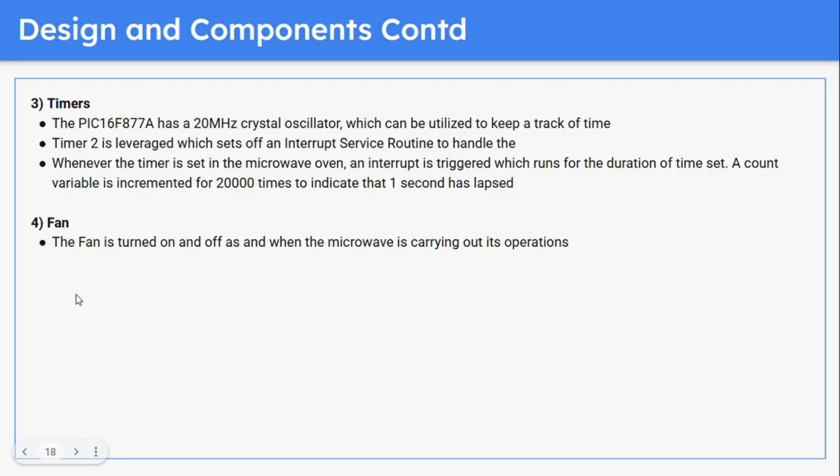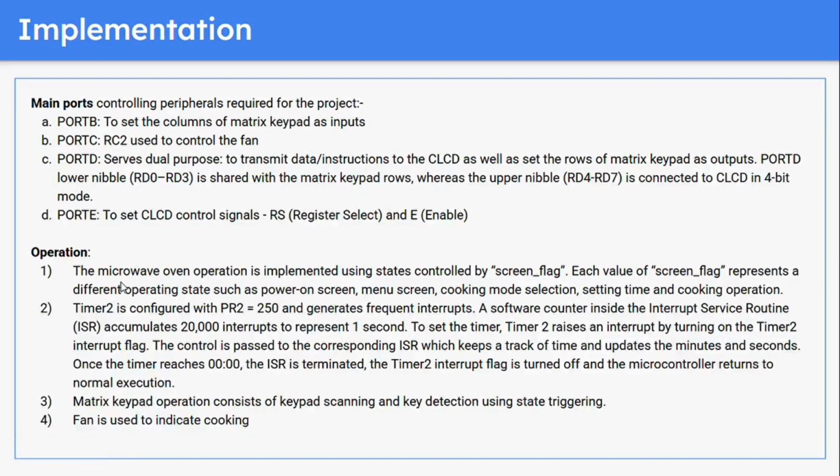The last component I've made use of is the fan, which is turned on and off as and when the microwave is carrying out its operations. Coming to the implementation, the main ports which are used for controlling the peripherals required in the project are listed here. Port B is used to set the columns of the matrix keypad as inputs. Port C is used to control a fan, specifically the RC2 pin is used to control a fan.